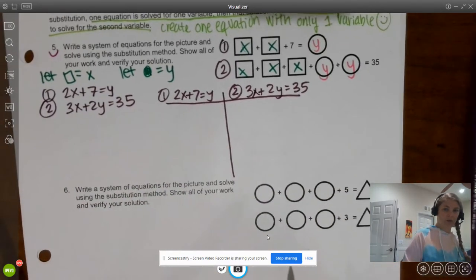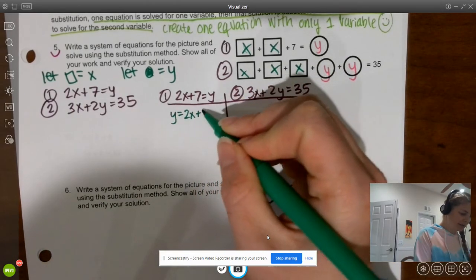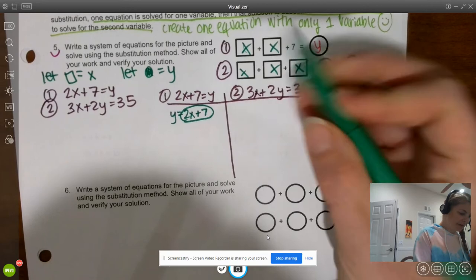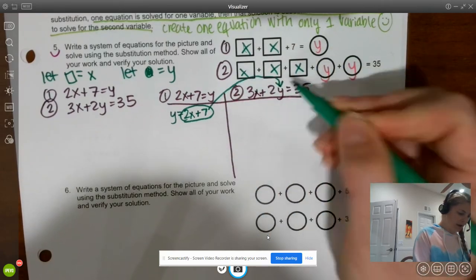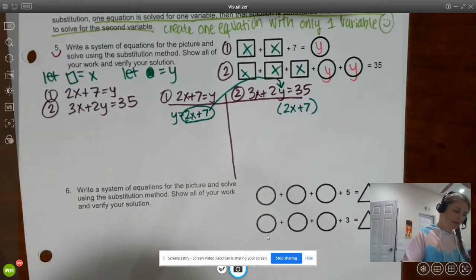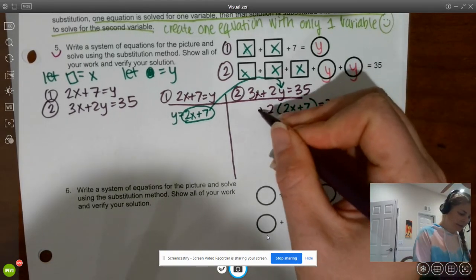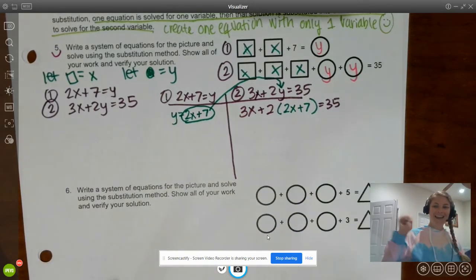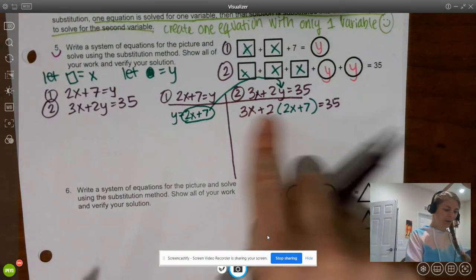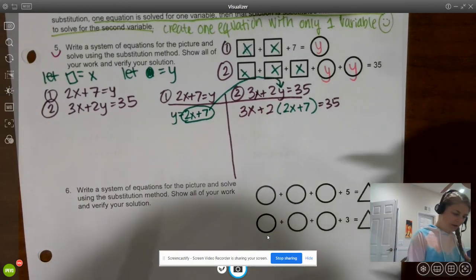So equation 1 already has y isolated, so y is equal to 2x plus 7. I'm going to take that value, I'm going to substitute it in for y over here. 2x plus 7 is my y value, and then I'm just going to bring everything else down. And yay, we have only one equation with just one variable x. Yes, we can solve this. So from here, we're going to solve this.